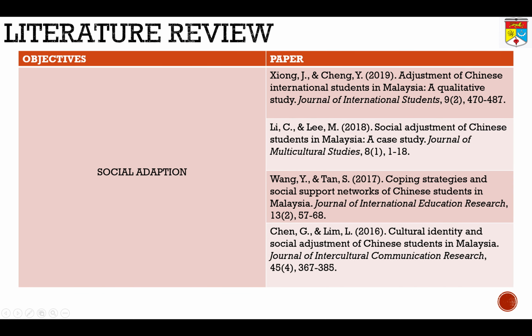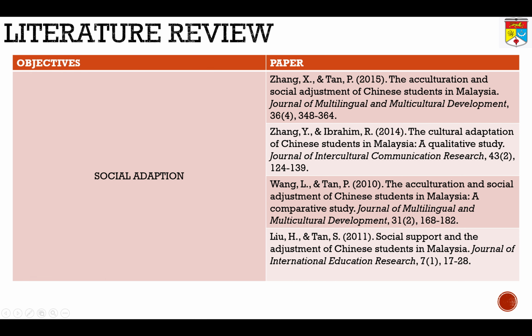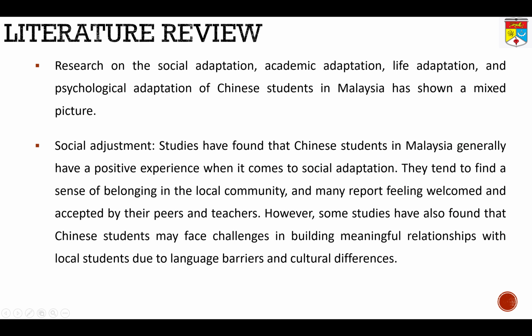First of all, I would like to give you a brief overview of the literature consulted for this study on the social adjustment of Chinese students in Malaysia. Most of the literature was published within the last 10 years, and such literature is significantly informative for our study, and not only because of the rapid changes in contemporary society. Research on social adaptation, academic adaptation, and psychological adaptation of Chinese students in Malaysia has shown a mixed picture.